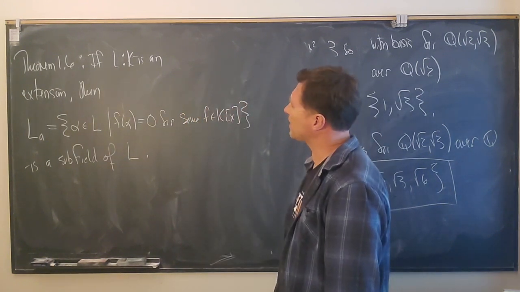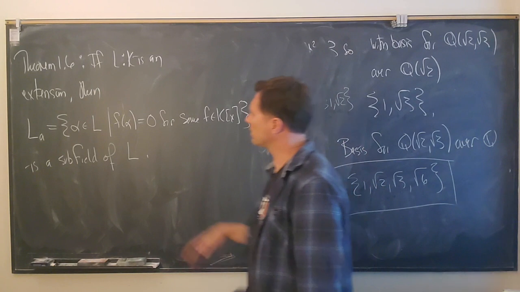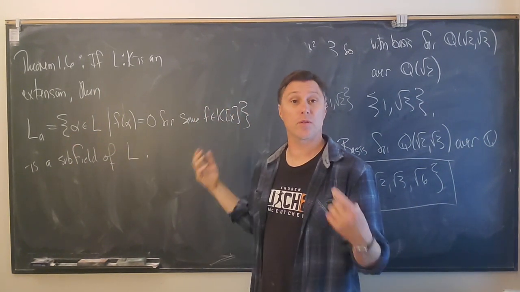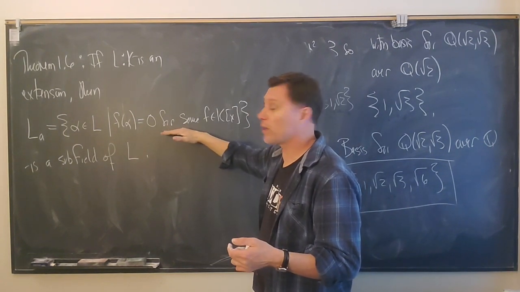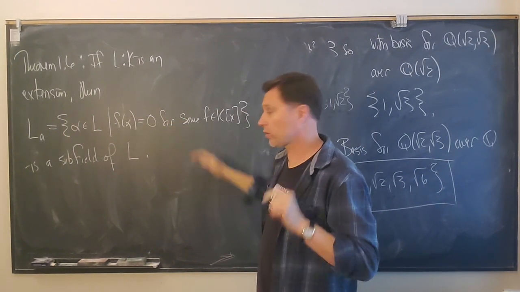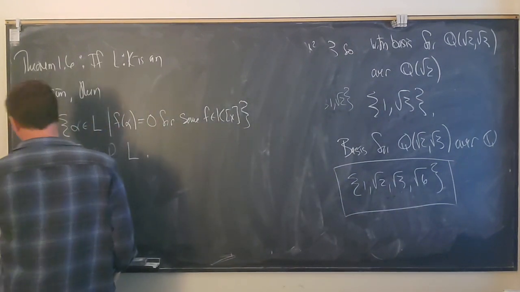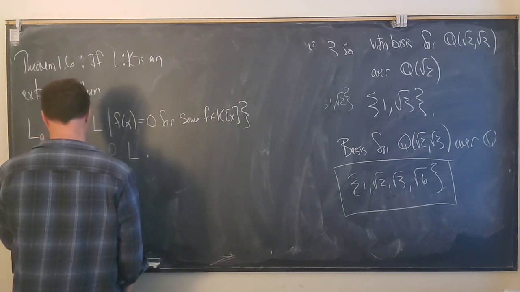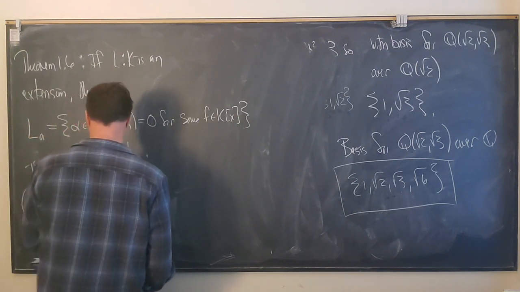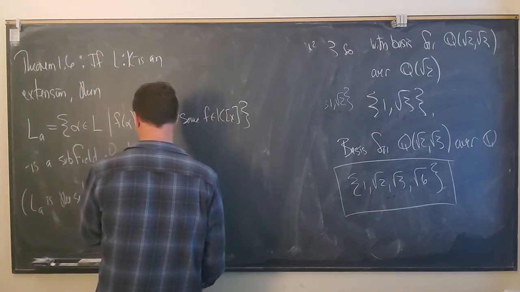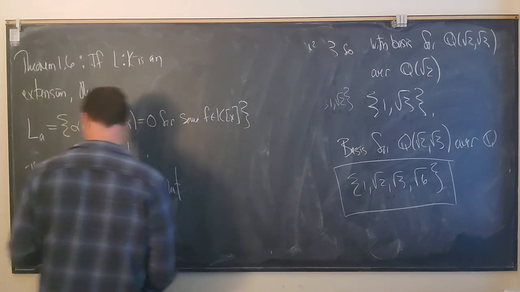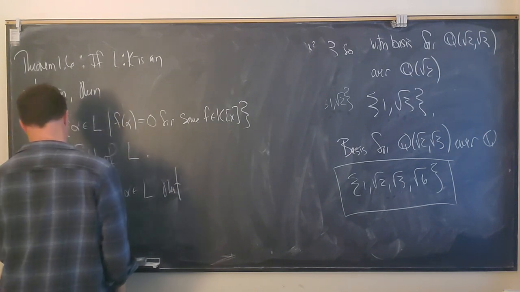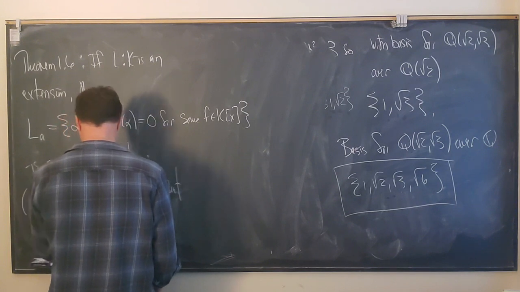Now, who is this set? So let's see, it's the set of all elements in L that are roots of a polynomial in K bracket X. This is the set of all algebraic elements, the elements that are algebraic over K. And that's where that little a comes from, algebraic. So L sub A is the set of all alpha in L that are algebraic over K.